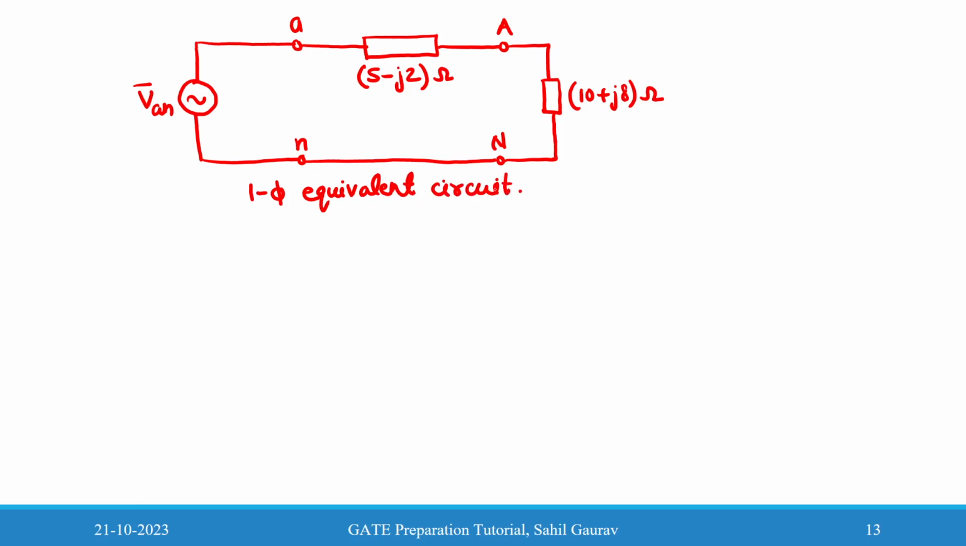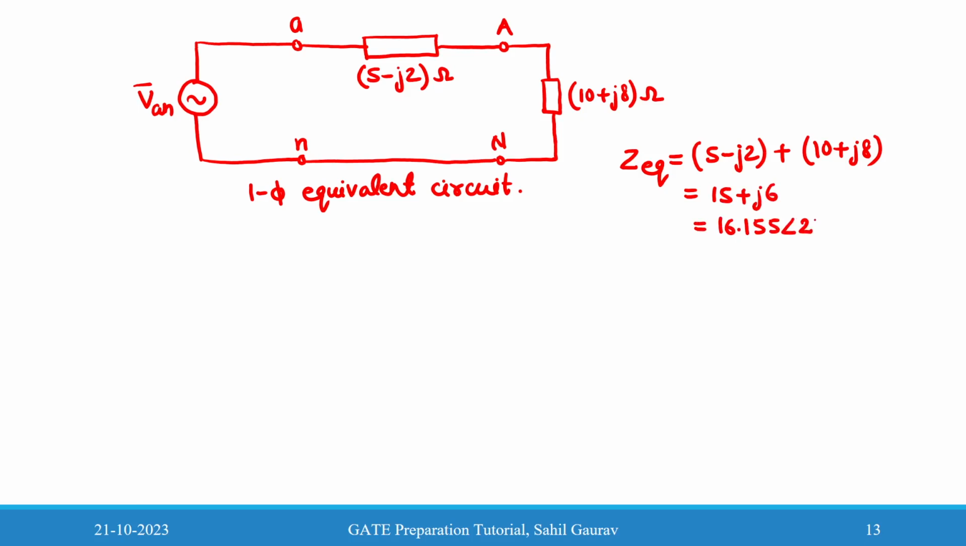By doing this, we can easily find the line current. First we will find Z equivalent. The equivalent impedance will be the series connection of the line impedance 5 minus J2 plus the load impedance 10 plus J8. This will be 15 plus J6, which comes out as 16.155 at an angle of 21.8 degrees.